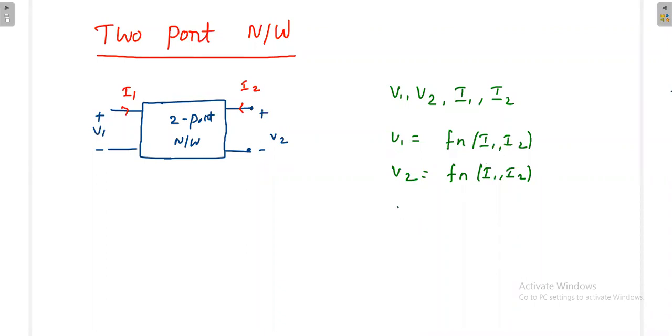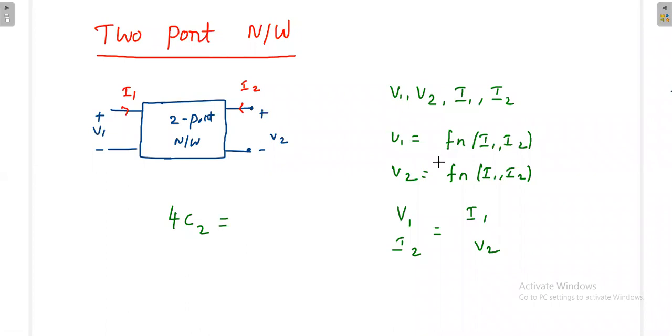Similarly, I can use something else also. I can use V1 and I2. When I use V1 and I2, if it is dependent, for example, then automatically I1 and V2 become independent. So at any point of time, out of four variables, I am using two independent or dependent variables.